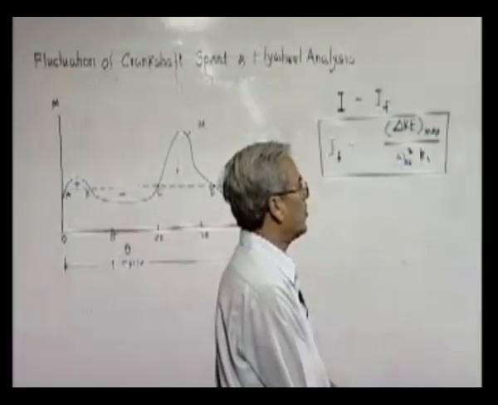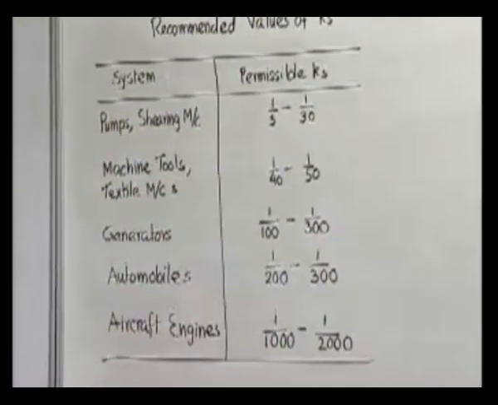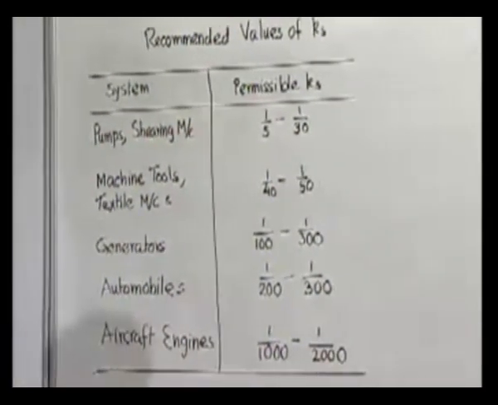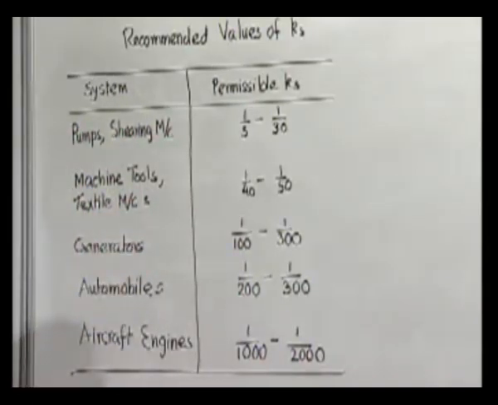This table shows the permissible recommended values of the coefficient of fluctuation of speed. In case of shearing machines and pumps, the accuracy required is much less, and the value of Ks is in the range 1 by 5 to 1 by 30. In machine tools of different types, textile machines and such situations, Ks can be permitted to be within 1 by 40 to 1 by 50.